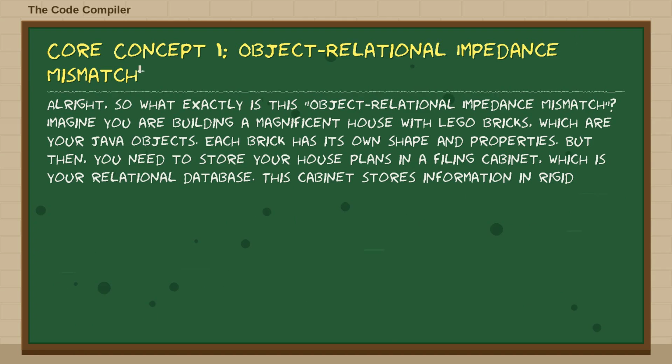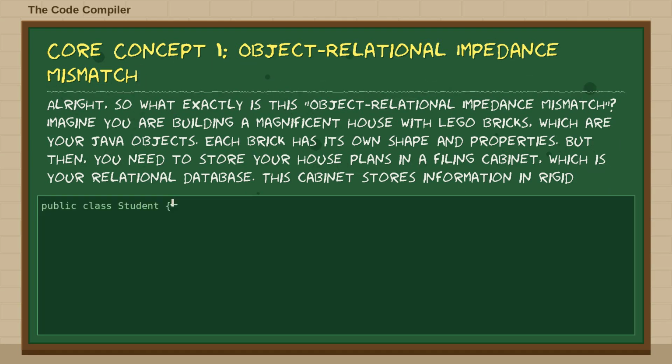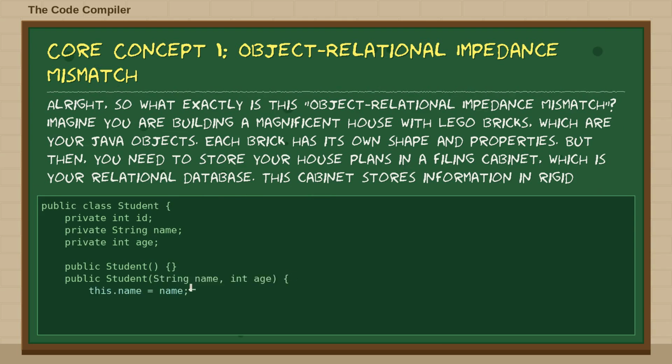This difference in how Java sees data as objects and how databases see data as tables is the impedance mismatch. It is like trying to fit a square peg in a round hole. Object relational mapping, or ORM, is the magical bridge that helps us convert our Java objects directly into database table rows and vice versa, without writing tons of manual structured query language. Hibernate is one of the most popular and powerful tools that implements this ORM concept.